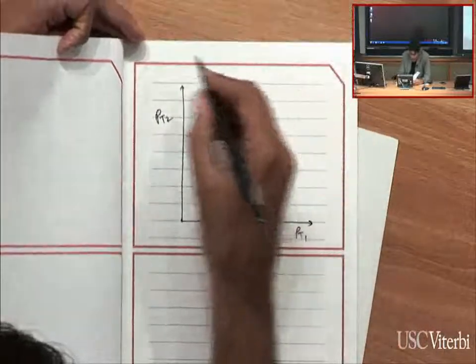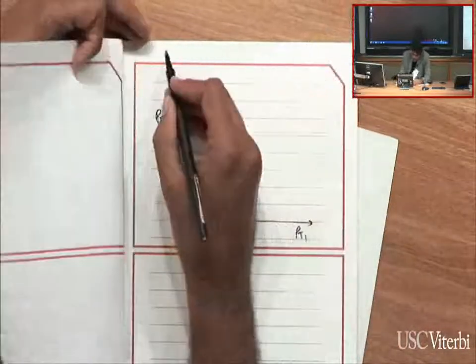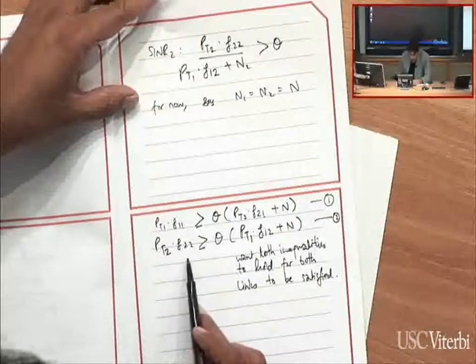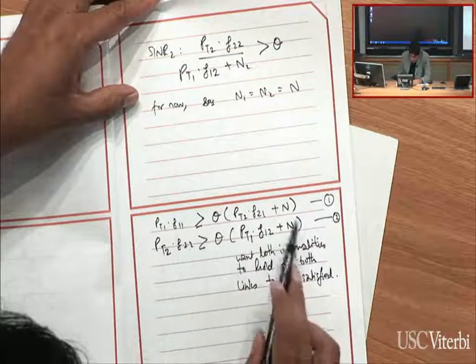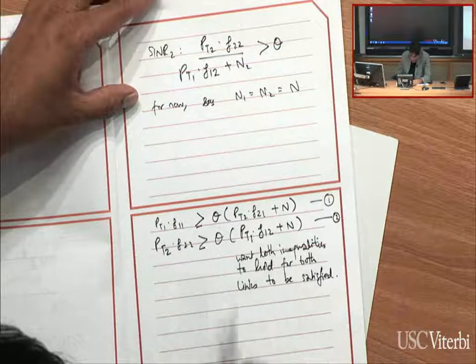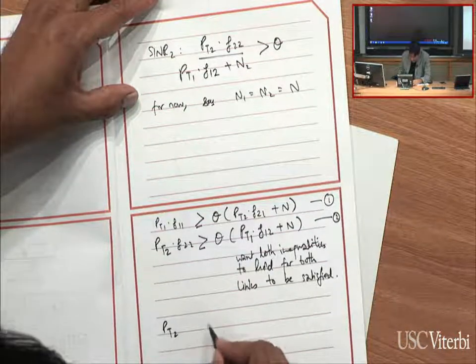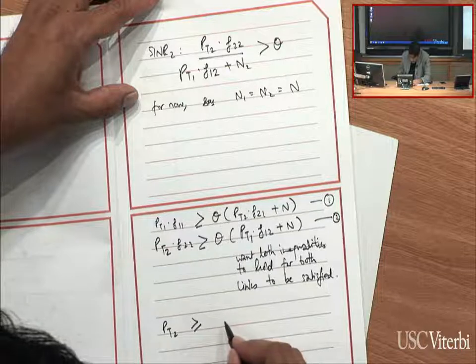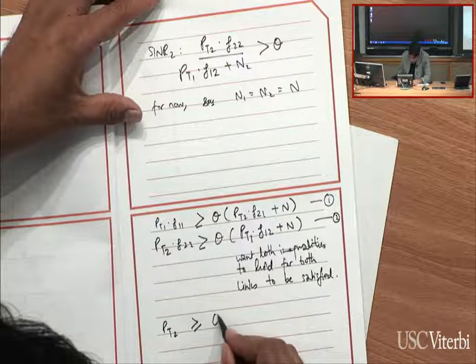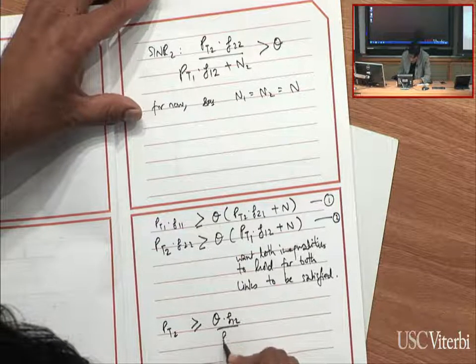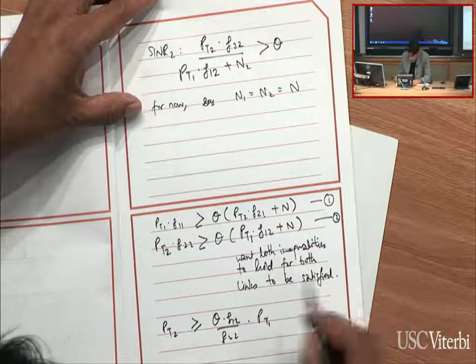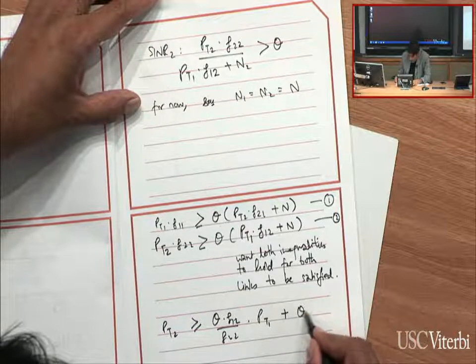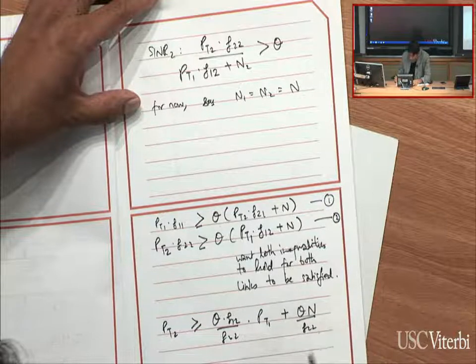So I'm going to write equation 2 first. So equation 2 says PT2 times G22 is bigger than this number. I'm going to rewrite all of this as PT2 is bigger than theta times G12 over G22 times PT1 plus theta n over G22, right?